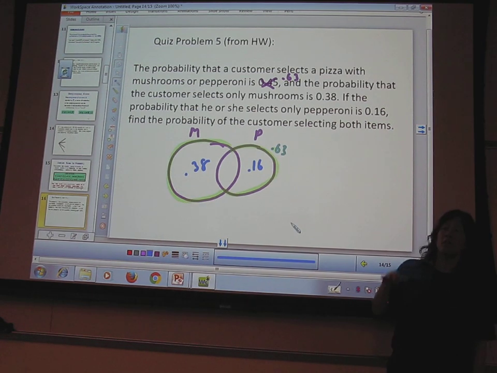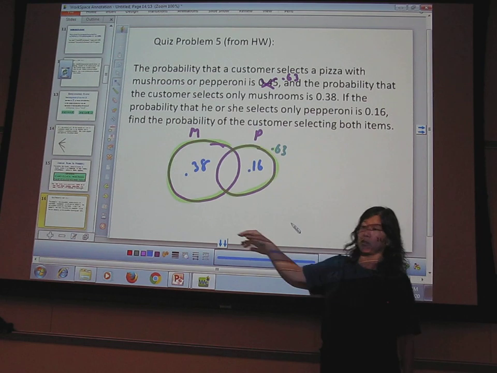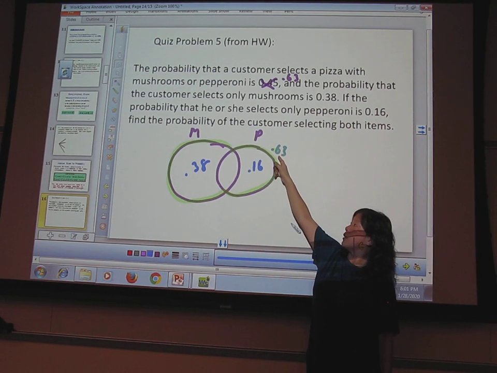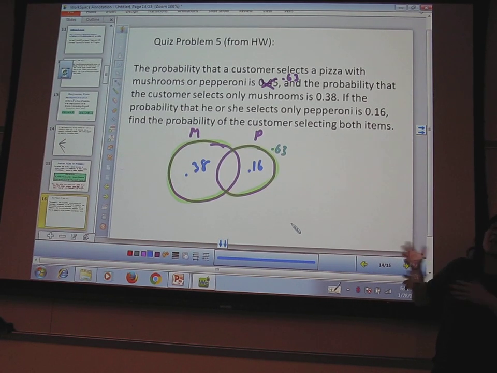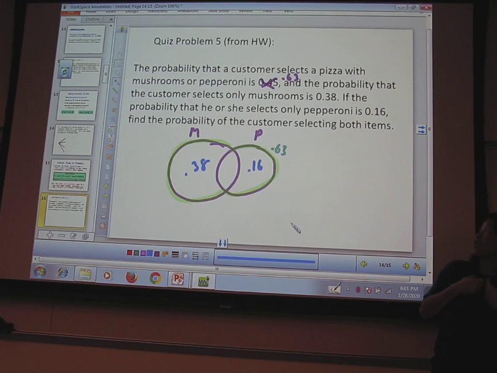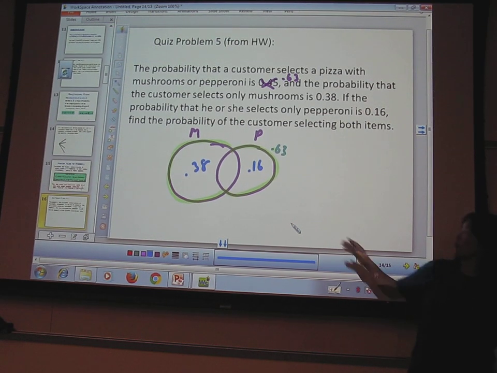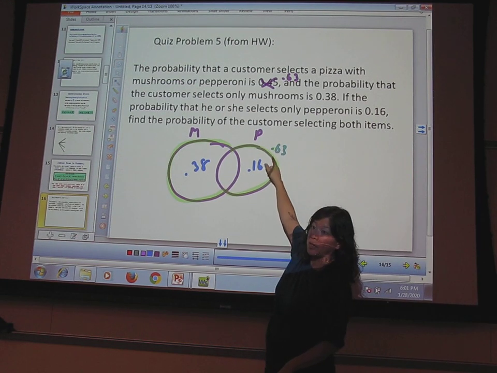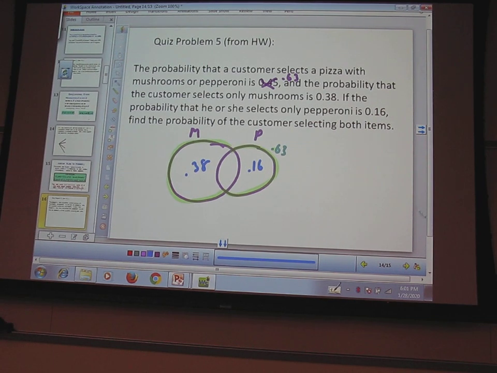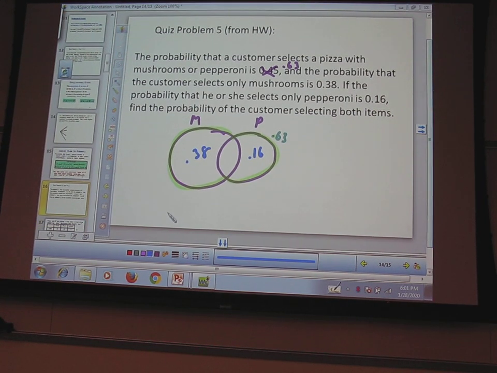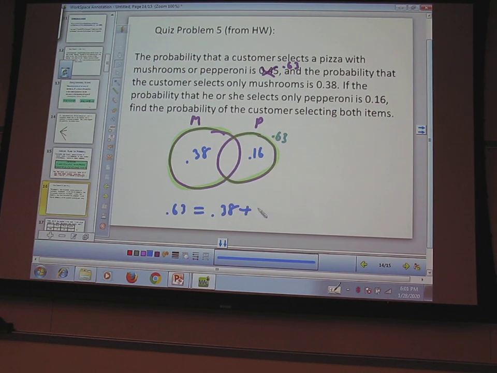Just to make sure we're clear. So this doesn't add up to 100%. 0.63, the mushroom pepperoni people, plus the people who don't have any mushrooms or pepperoni, that adds up to 100%. So 37% of people did not want any mushrooms or pepperoni. So we're just talking about the mushrooms pepperoni people, the 63% that like that. So here, we could say that 0.63 is equal to 0.38 plus, I don't know what this is, we'll call it x, plus this, 0.16.